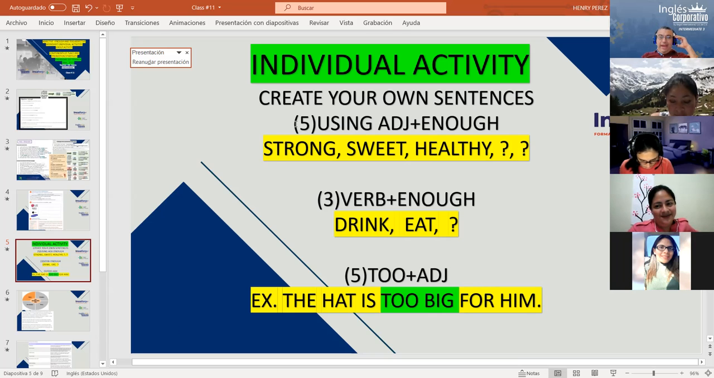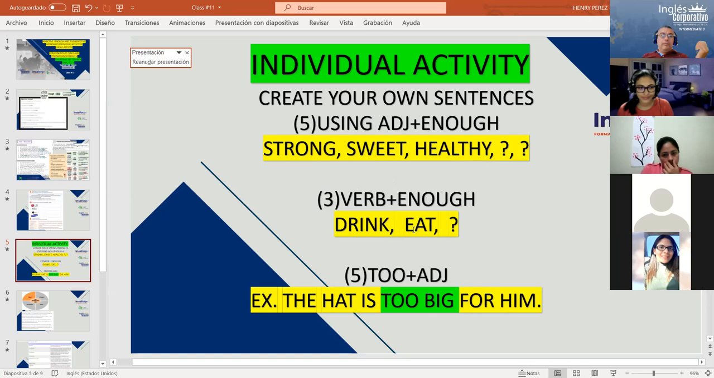All right, great. So here you have it, Abigail. It says individual activity: create your own sentences using adjective plus enough. You have to use these three that I put here. The other two are your own. You can do your own: strong, sweet, and healthy. Using adjective plus enough, three of the five. Then you're going to do three using the verb plus enough. I drink or eat. Drink or eat come before enough. I eat or I drink enough. Can someone give me an example?